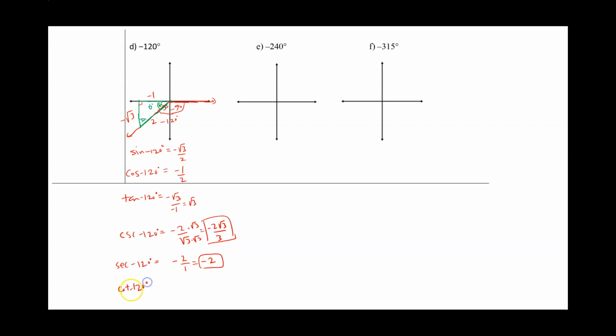And then cotangent of negative 120. Again, I'm taking the cotangent of the reference angle. So tangent is negative radical 3 over negative 1. If I take the reciprocal of that, it's going to be 1 over radical 3. And to rationalize it, I multiply both the numerator and denominator by radical 3. This gives me radical 3 over 3.